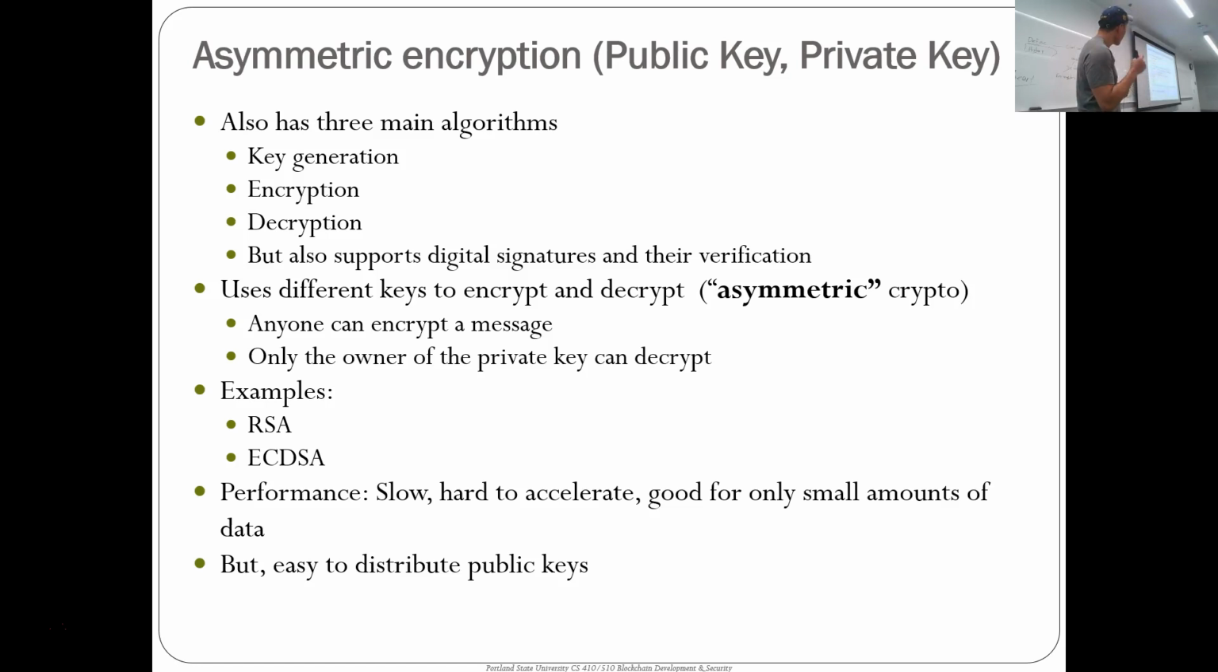The issue with asymmetric encryption is that it's really slow, and it's really hard to accelerate, and it's really good for a tiny amount of data. It is not good for streaming videos like Netflix over the internet. You would never use this to stream a whole video, but it's really easy to distribute a public key. You just put it up somewhere, and everyone can access your public key. You encrypt with that public key, and then only the person who has that associated private key can decrypt it.